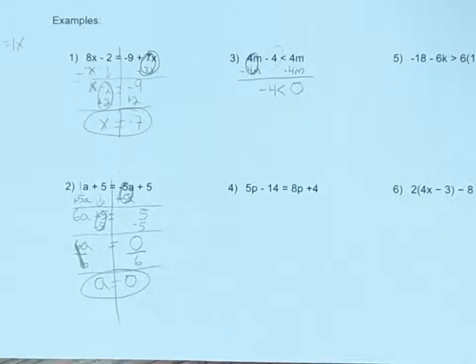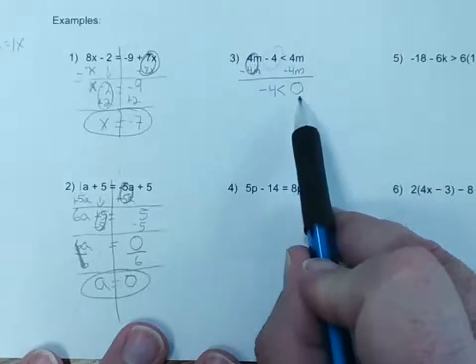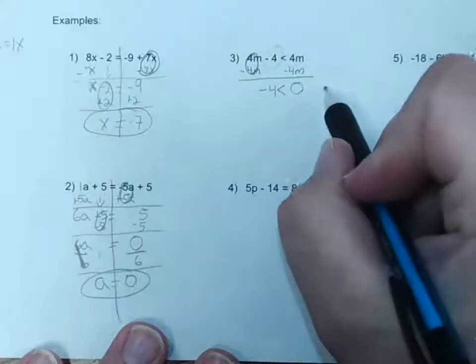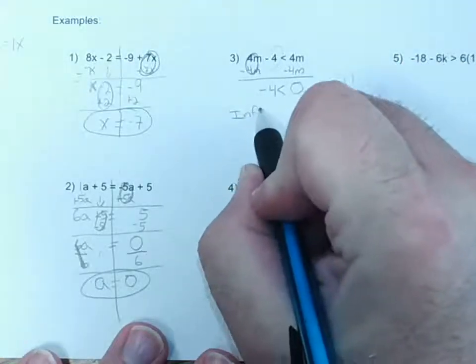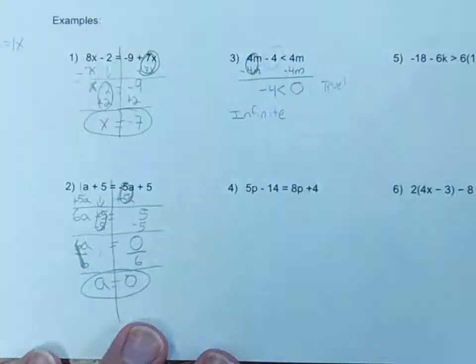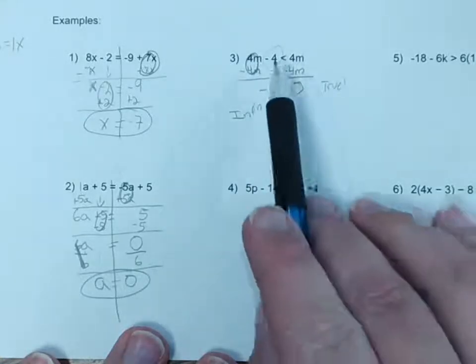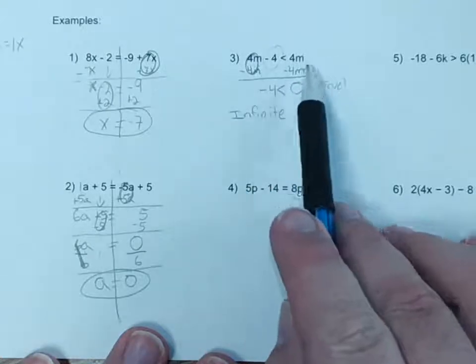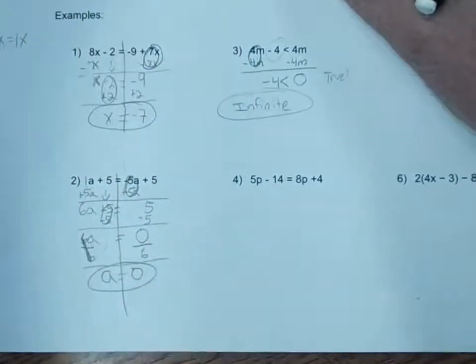There are no m's anymore. So the question I have to ask myself is, self, is this a true statement or not? Is negative 4 less than 0? And that is true. Therefore, there are infinite solutions here. Crazy, right? It turns out it doesn't matter what number you put in here. You will always get something smaller on the left than on the right. That was fun. Yeah, I have a weird definition of fun.